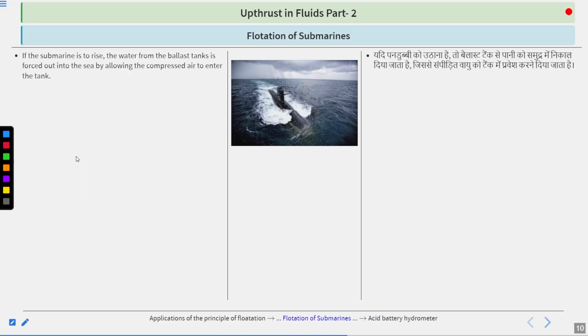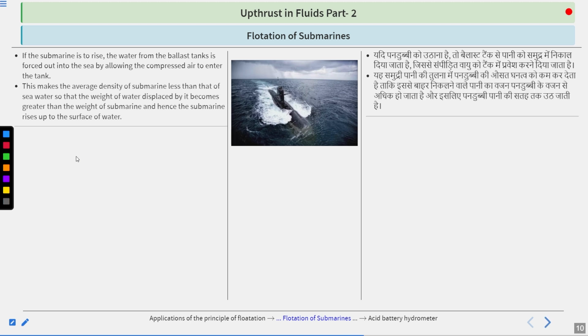If the submarine is to rise, the water from the basalt tank is forced out into the sea by allowing the compressed air to enter the tank. That is what I have told you. This makes the average density of the submarine less than that of seawater, so that the weight of water displaced by it becomes greater than the weight of the submarine, and hence the submarine rises up to the surface of water. Here you can see, now the basalt tank's water got emptied by letting the air inside.